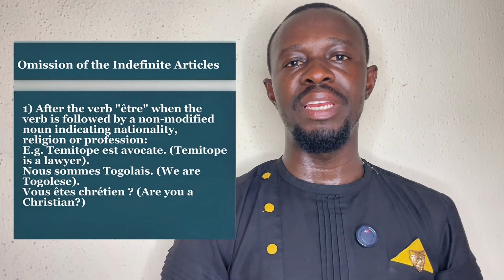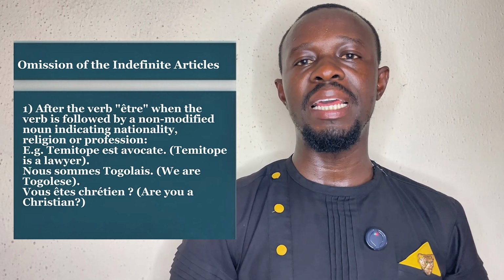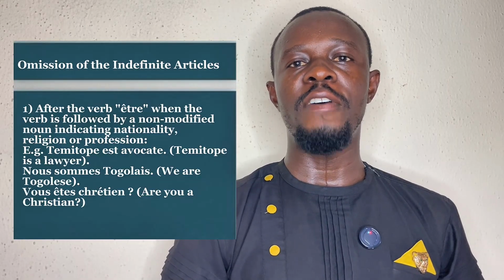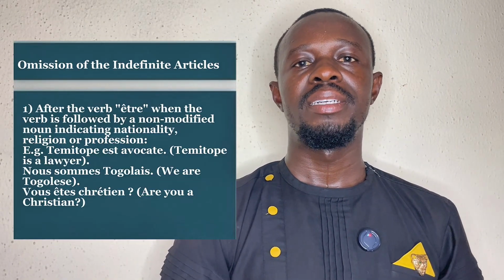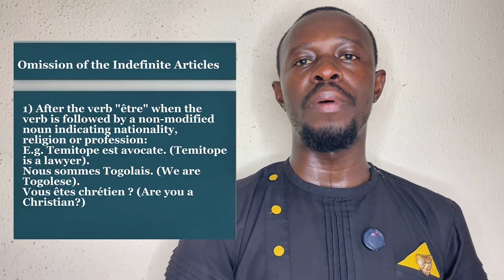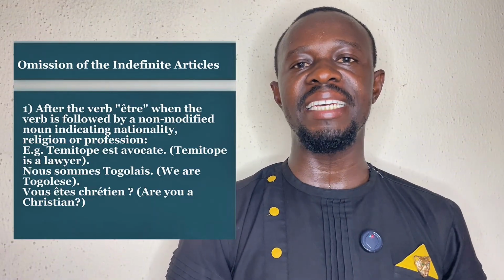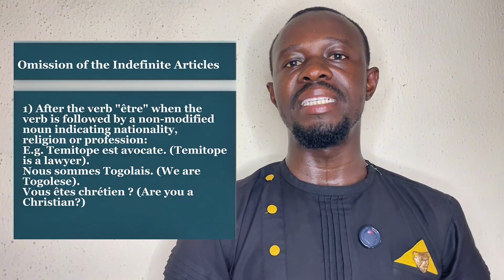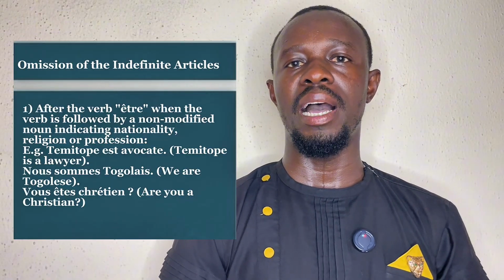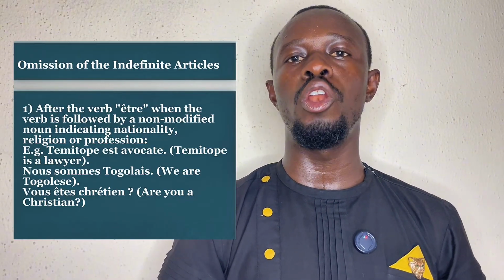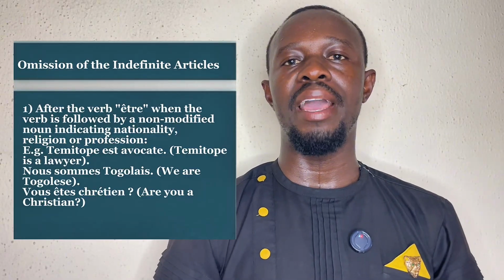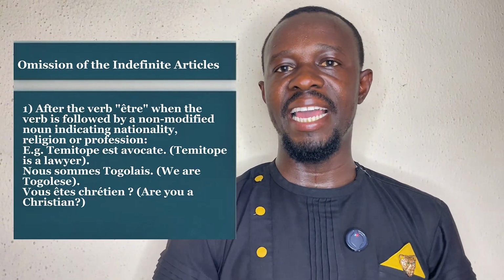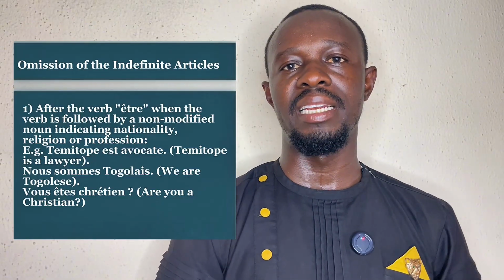Omission of the indefinite article. The indefinite article is omitted in the following cases. You can find it after the verb être, when the verb is followed by a non-modifying noun indicating nationality, religion, or profession. For instance, you can find it in "Temitope est avocat," which means Temitope is a lawyer. "Nous sommes Togolais," which means we are Togolese. "Vous êtes chrétien," which means you are a Christian.